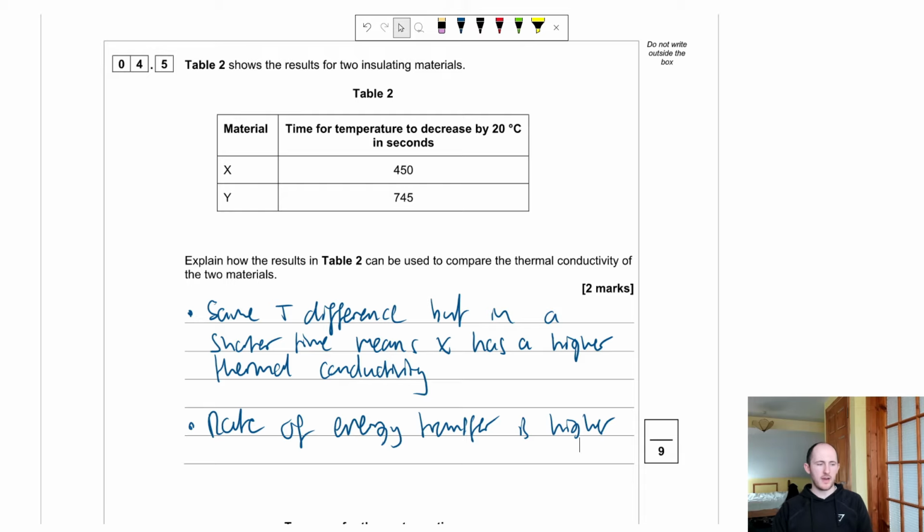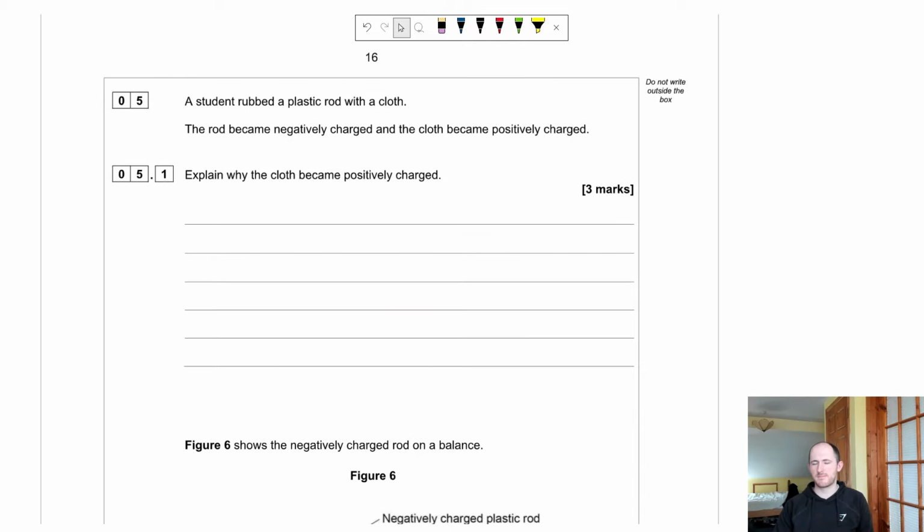That's probably what I would write in order to get the marks in that question. So I'm going to maybe tell you a bit of a hack for this question and for a lot of questions like it. A student rubbed a plastic rod with a cloth. The rod became negatively charged and the cloth became positively charged. Explain why the cloth became positively charged.